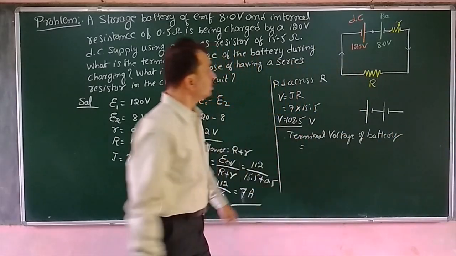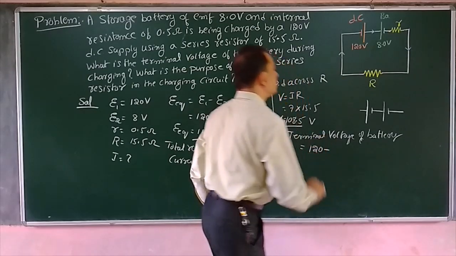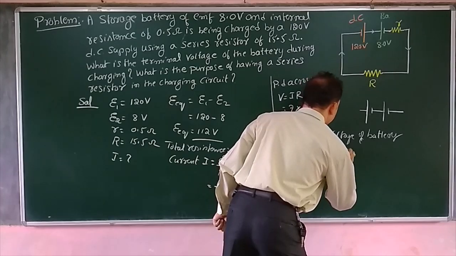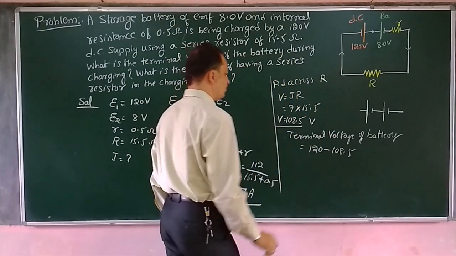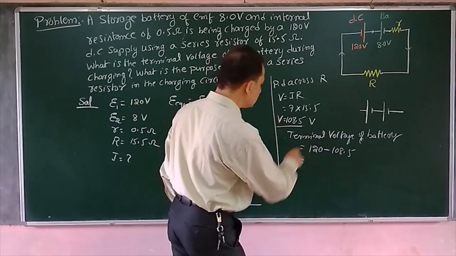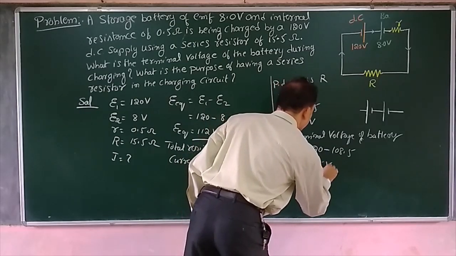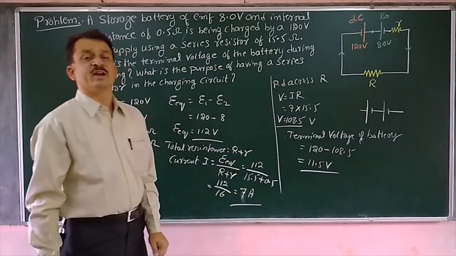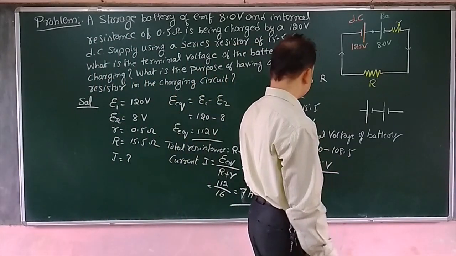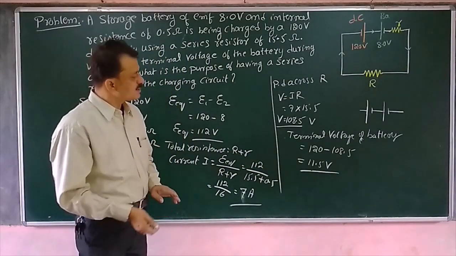Terminal voltage of battery should be equal to, now we are supplying 120, total is 120 minus, now here is this much, 108.5. So therefore terminal voltage across the battery is equal to 11.5 volts. Okay, clear? 11.5 volts. Now look here, it is a different case.